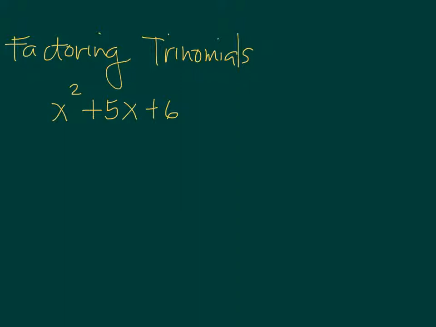Let's take for example x squared plus 5x plus 6. So basically, when you are faced with a trinomial, the first thing that you need to do is to check whether there is a common factor on the three terms. As we can see, the first term is x squared, the second is 5x, and the third one is 6. Although the first and the second have x, the third term is just a constant, a number, so we cannot factor out the x.